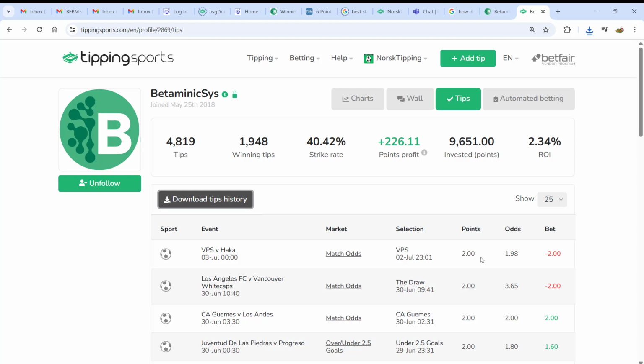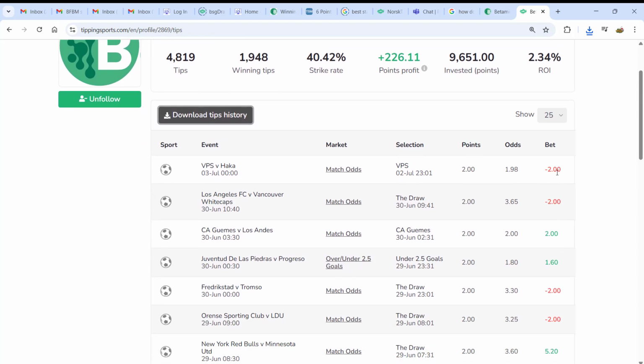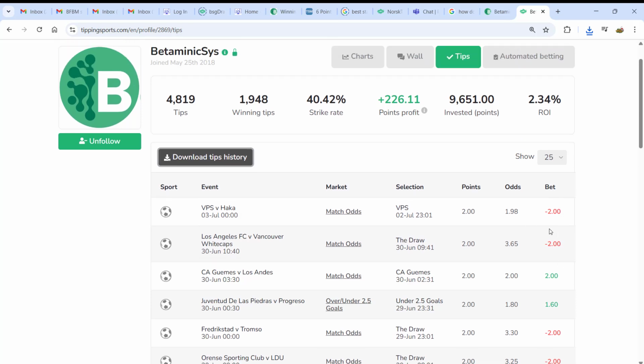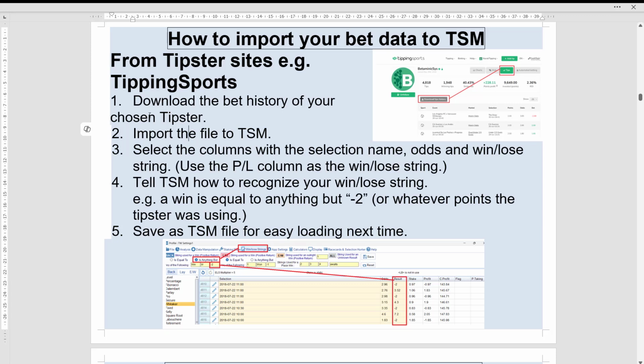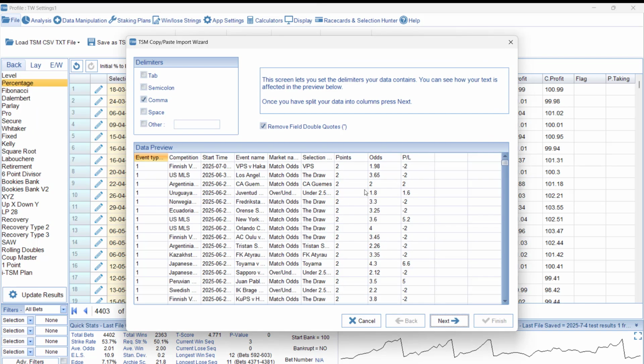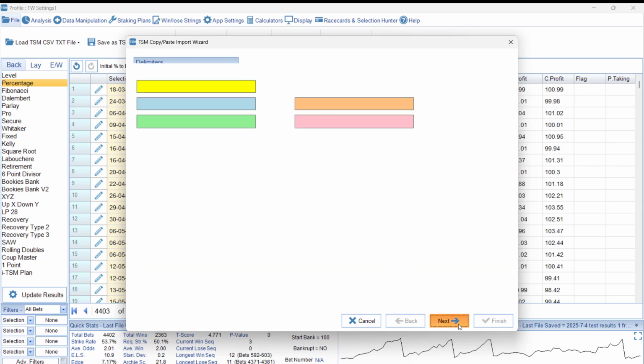There's no text that says win or lose. So we need to try something different for this. And for this, I use positive or negative numbers to tell me if it was a win or a lose. So for this, again, I will download the data. I will import the file straight to TSM. I can see that file in my downloads, open it up. I can see that's the data it's giving me.